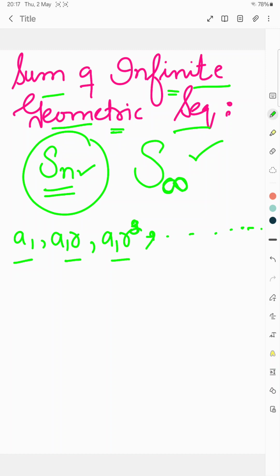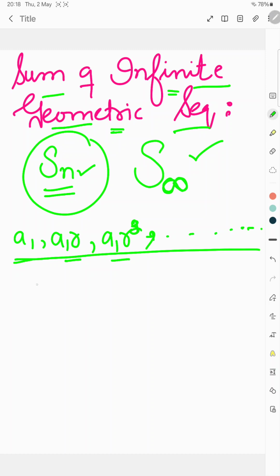When there is a sequence and there is no last term of that sequence, then we say that this sequence is an infinite sequence. For finding the sum of an infinite geometric sequence, the formula will be different, but the process will be the same. First of all, we will find the value of r, and we will check if it is greater than 1 or less than 1, as we did in the previous video for finding the sum of n terms of a geometric sequence. Similarly, we do the same process here.